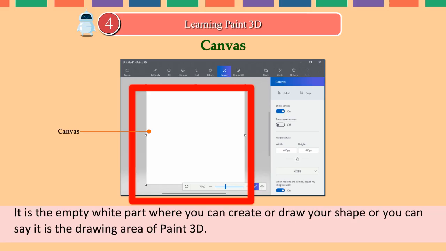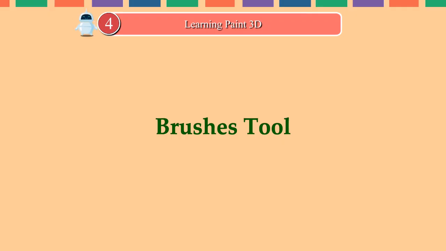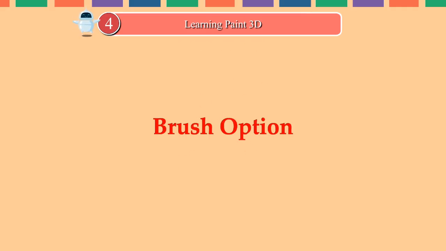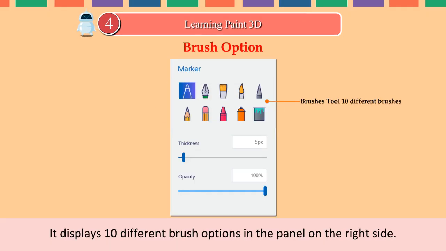Canvas. It is the empty white part where you can create or draw your shape, or you can say it is the drawing area of Paint 3D. Brushes tool. It opens a panel on the right side of the drawing area and displays brush options and color palette.